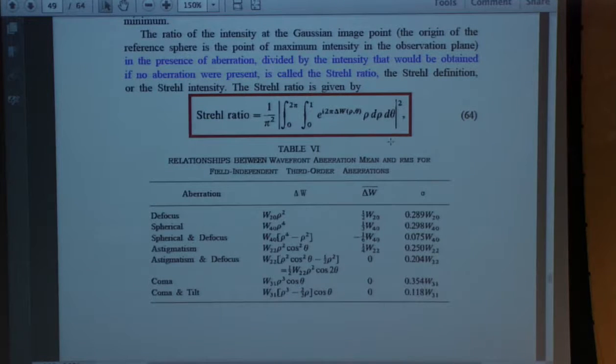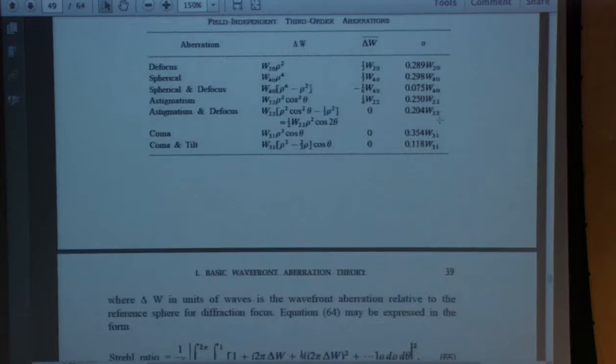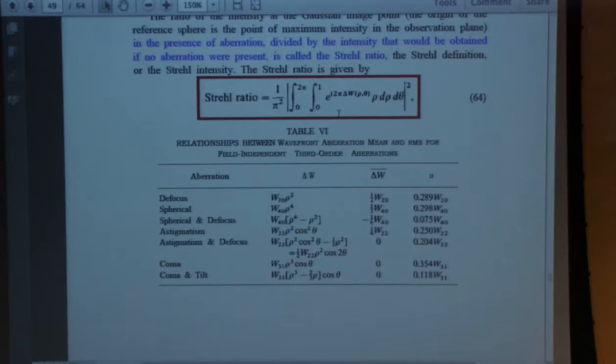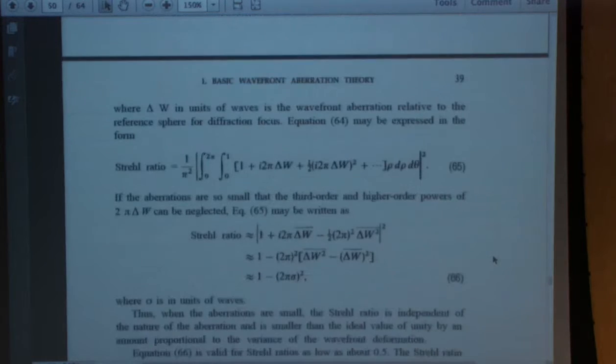Back to the Strehl ratio here. We're just integrating the wavefront over the pupil and finding what the maximum irradiance is. We're normalizing it, so if I have no aberration, this Strehl ratio would turn out to be 1. Well, I could take this e to the i 2 pi delta W and expand that if I wanted to. So that becomes 1 plus i 2 pi delta W, plus so on.